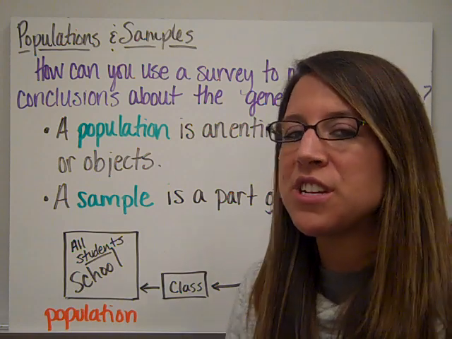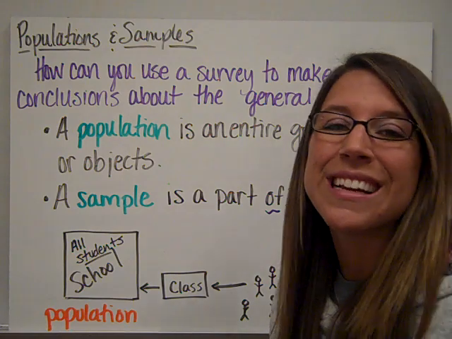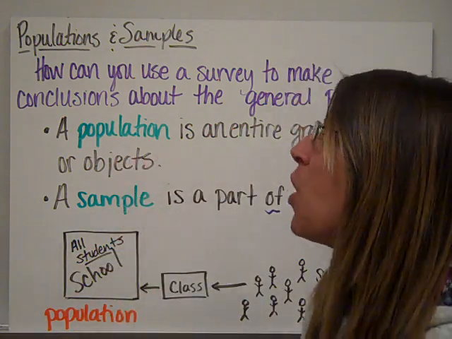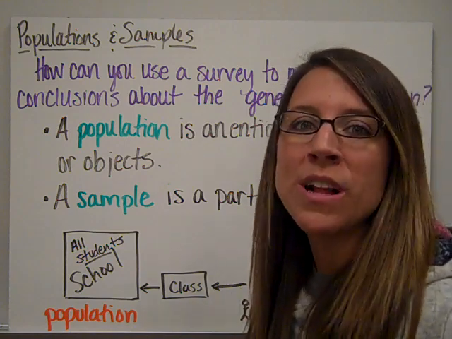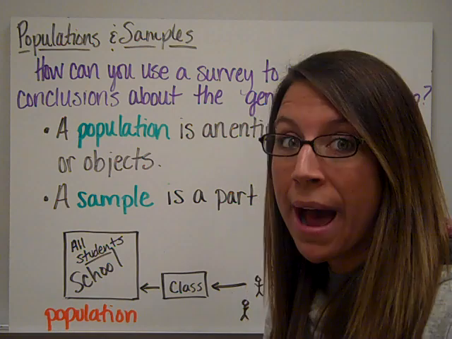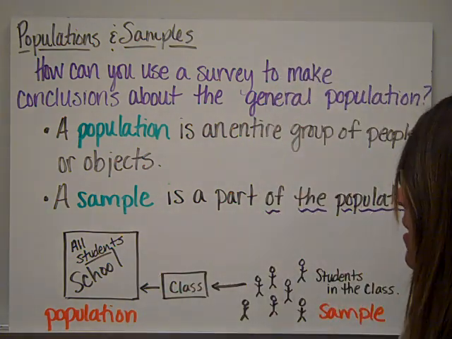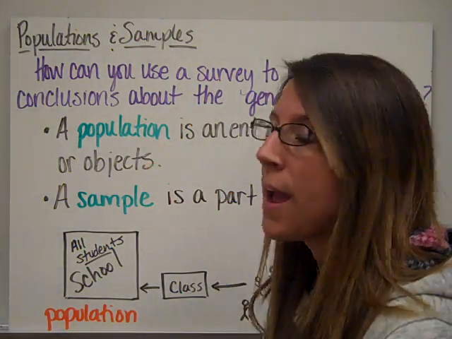So here are the definitions for what a population is and what a sample is in this context. A population is an entire group of people or objects. So it's the entire group that you may want to know some more information about. And a sample is part of the population. So it's a smaller portion of the population, okay?